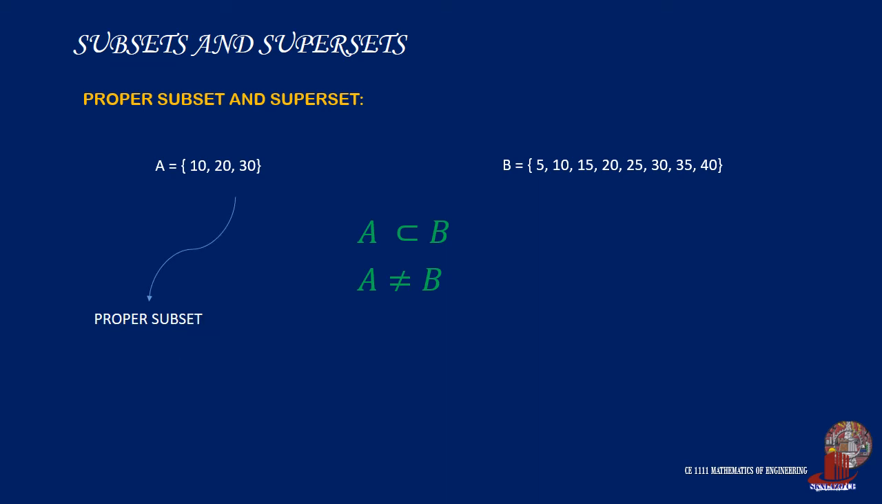Let A and B be 2 sets, A having the elements 10, 20, and 30, and B having 5, 10, 15, 20, 25, 30, 35, 40 for its elements. If A is a subset of B, but A is not equal to B, then A is called a proper subset of B, and B is called the superset.